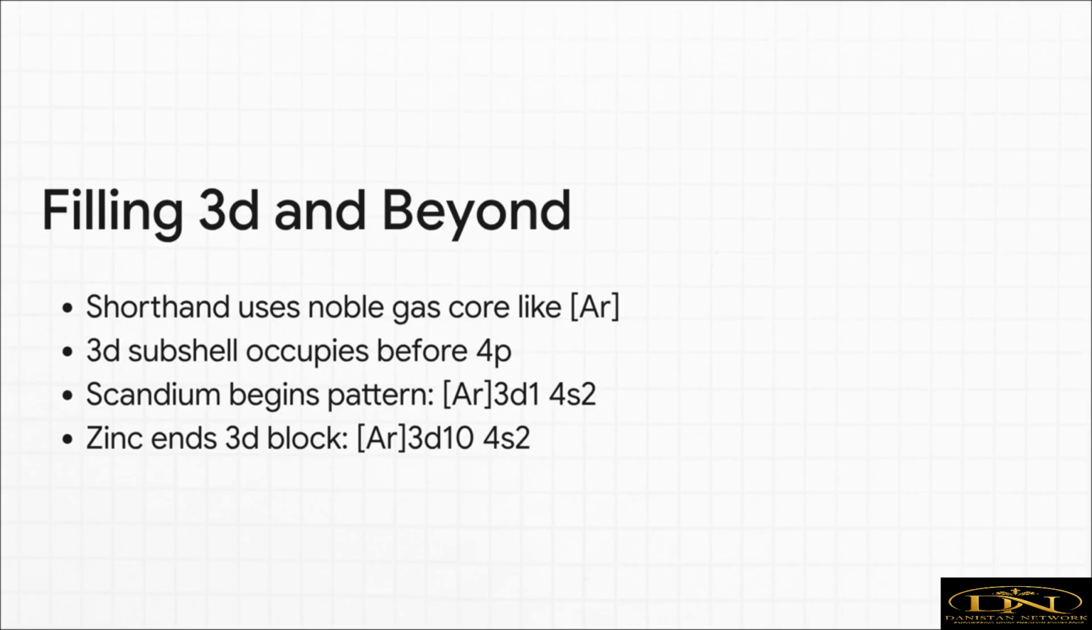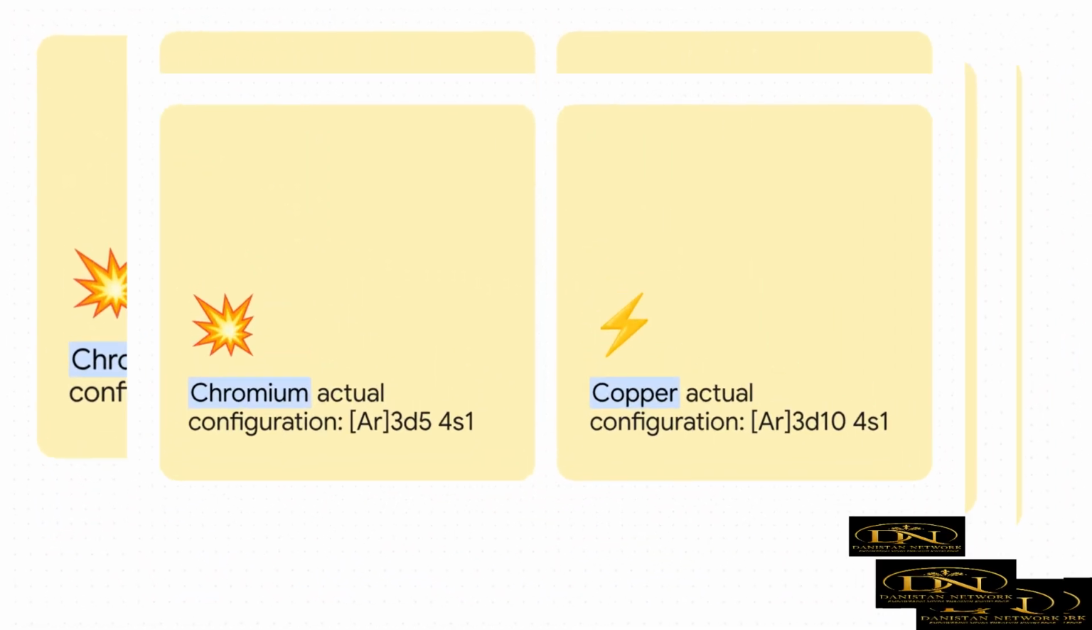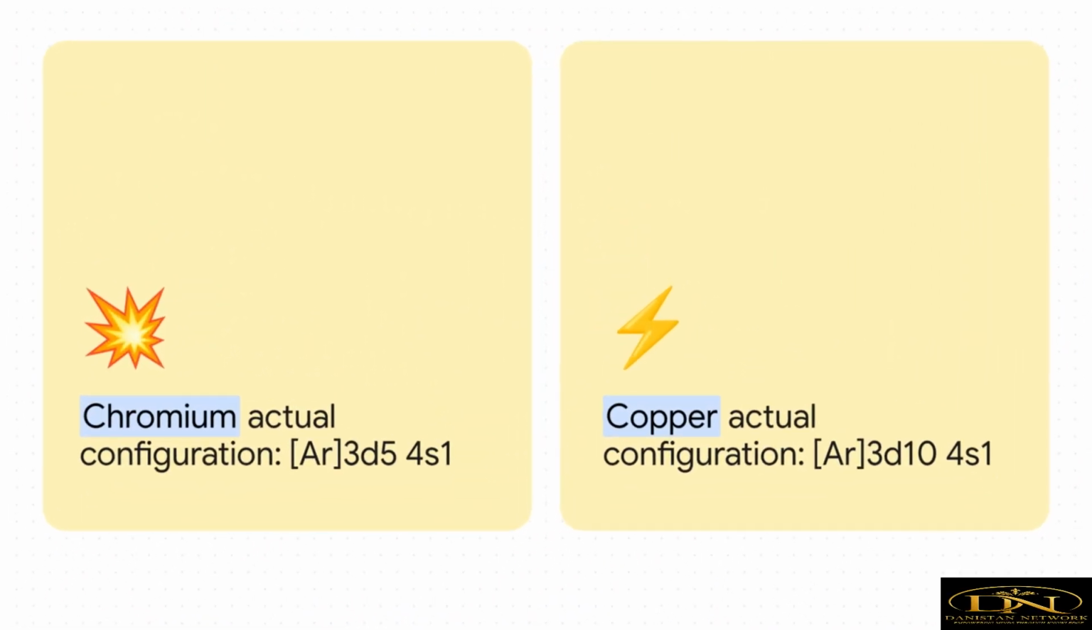Now, moving on. After calcium fills the 4s subshell, the 3d subshell finally starts getting its electrons. Scandium kicks off this trend with an ending configuration of 3d1 4s2. This whole block fills up steadily until we reach zinc, which completely fills the d subshell, ending in 3d10 4s2. But tucked right inside that block lie our 2 notorious troublemakers. Just look at chromium and copper.